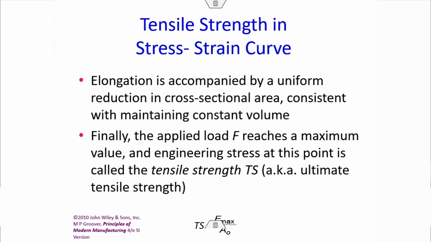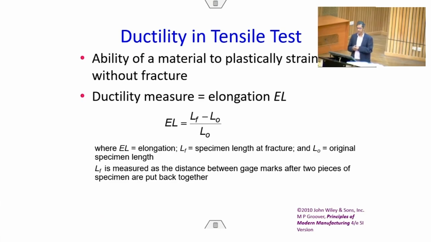Finally, the load reaches a maximum value. Engineering stress at this point is called the tensile strength or ultimate tensile strength. This is nothing but TS equal to F max divided by the original area, also known as UTS, ultimate tensile strength. Okay, that is about the strength.